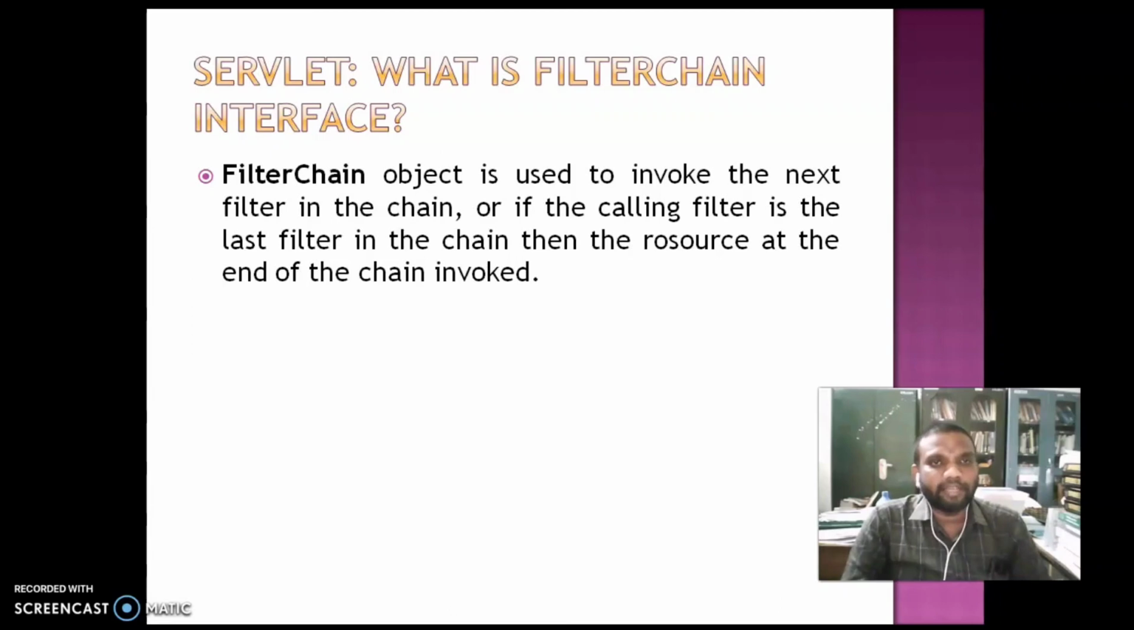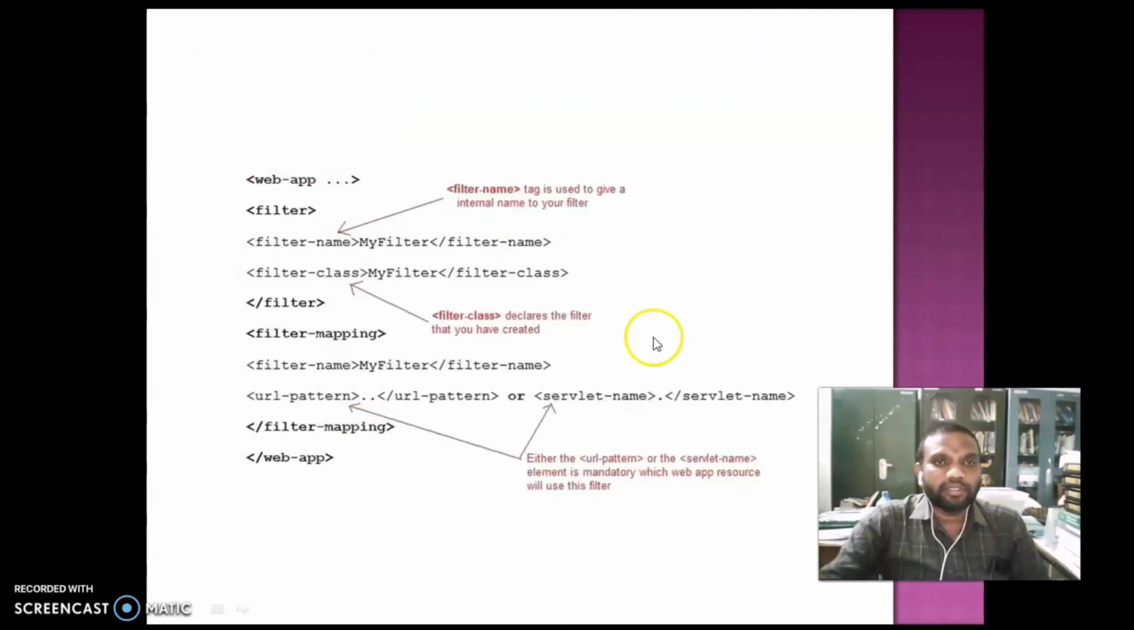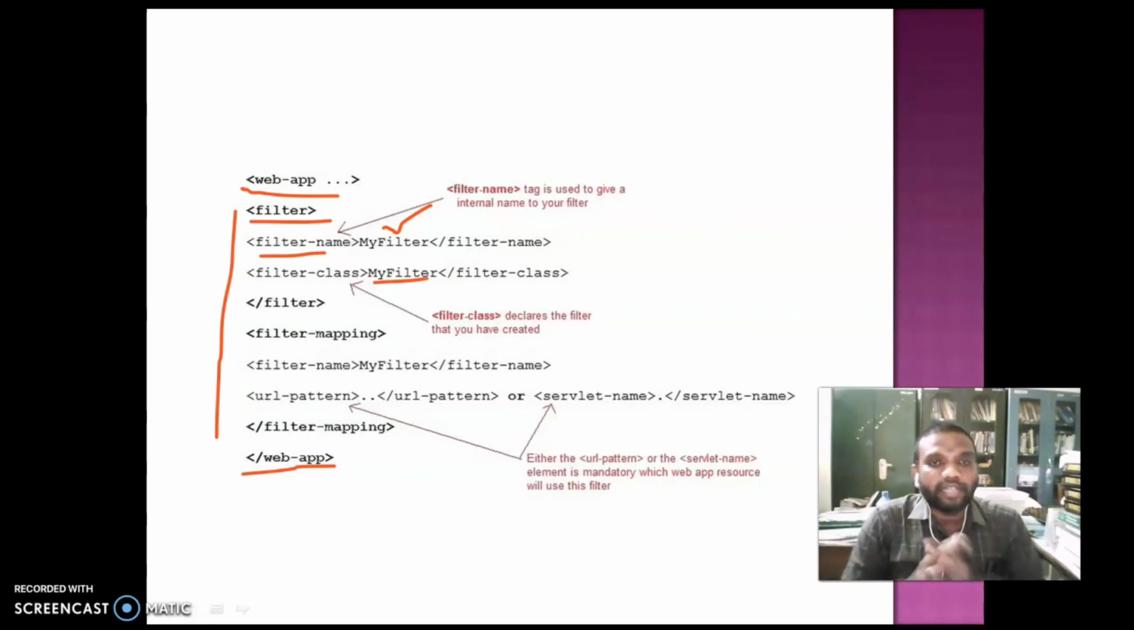A small example: this is a simple web.xml file. We start from web-app and end with /web-app. Inside that there are new tags called filter. Inside that, filter-name, where you can give a name of the filter as my filter. Then filter-class, the name of the filter class. You write a separate class for the filter, and that class is named MyFilter. In a similar way, filter-mapping, with the name of the filter.